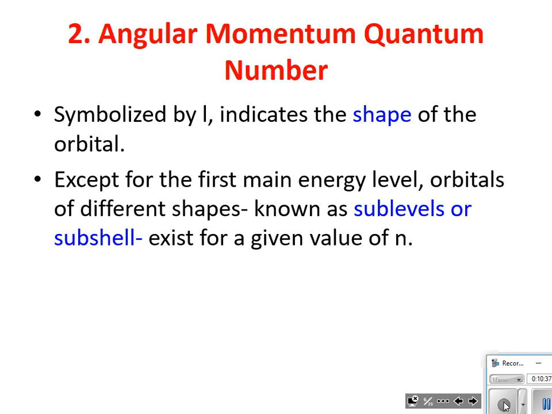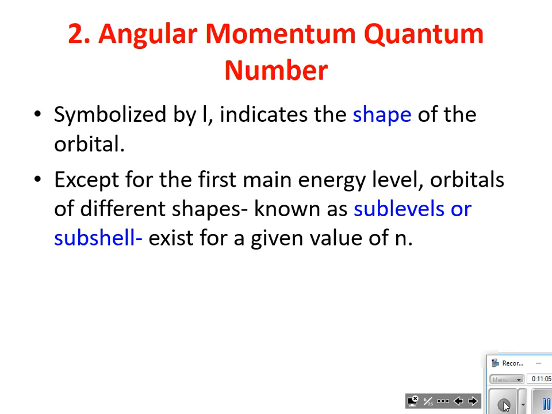The angular momentum quantum number is symbolized by the lowercase l. So once again, that's not an I, that's a lowercase l. It indicates the shape of an orbital. Now, when you hear me talking about the angular momentum quantum number, you will hear me talking about sublevels. I won't say what is l, I'll say what is the sublevel.